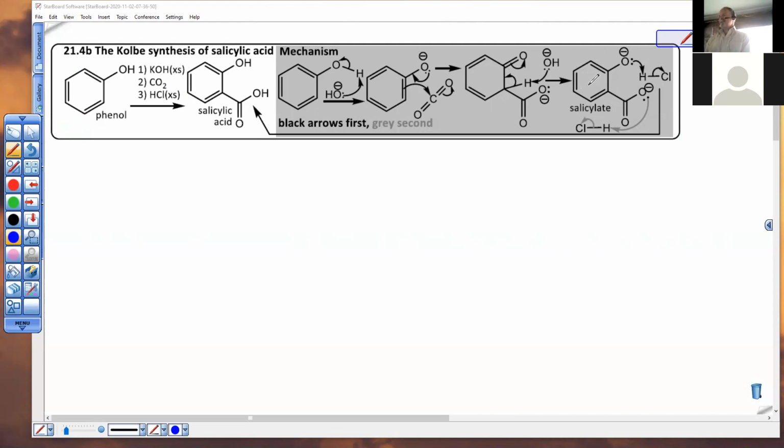which is the diconjugate base of salicylic acid. Why are these black arrows first and these gray arrows second? It's because the pKb of phenoxide is 14 minus 10, which is 4. Remember, phenol's pKa is 10, and the pKb of a carboxylate is 14 minus 5, which is the pKa of salicylic acid's carboxylic acid portion. So 14 minus 5 is 9. 4 pKb reacts before 9 pKb every day of the week.